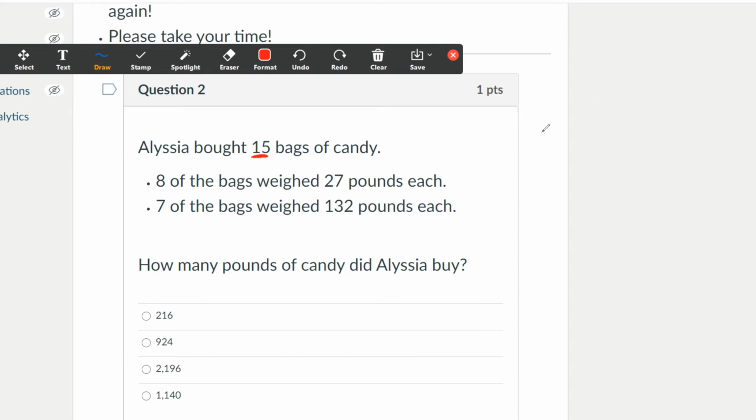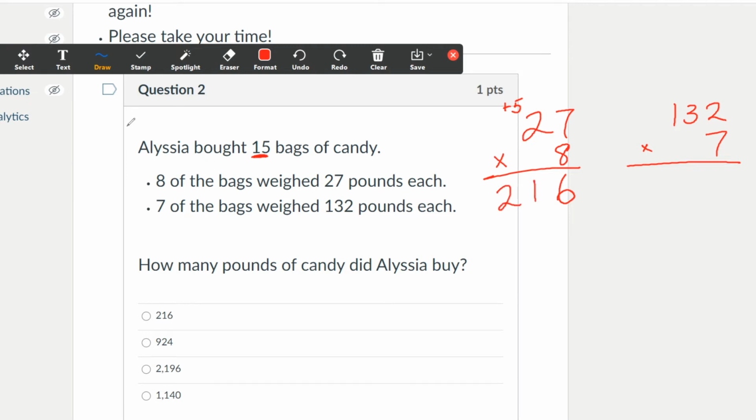In the interest of time, I will use the traditional algorithm again for this one. I'm going to do 27 times 8 on this side, and over here I'm going to do 132 times 7. I know that I have to add these at the end because I want to know how many total pounds of candy that Alicia bought. 8 times 7 is 56, so I put a 6 here, and I'll regroup my 5. 8 times 2 is 16, plus 5 more is 21. So I know that these 8 bags altogether were 216 pounds.